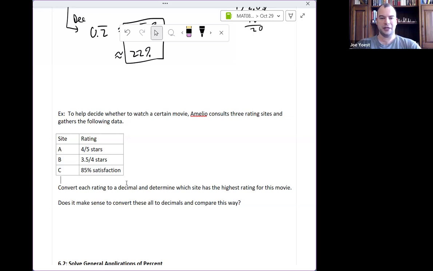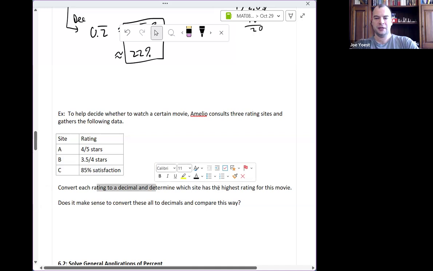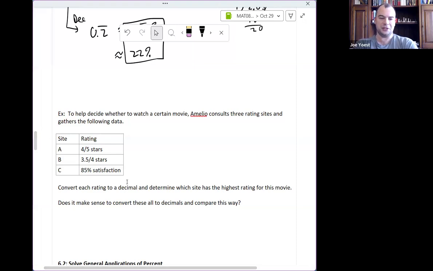Amelio consults 3 rating sites and gathers the following data. Site A has a rating of 4 out of 5 stars. Site B has a rating of 3.5 out of 4 stars. And site C has a rating of 85% satisfaction. Let's convert each rating to a decimal and determine which site has the highest rating for the movie and what that highest rating is. And then let's ask ourselves, so this is basically what the textbook question is, more or less, does it make sense to convert these all to decimals and compare in this way?